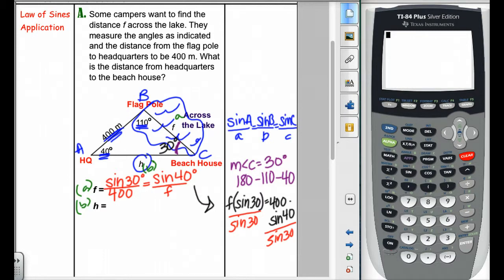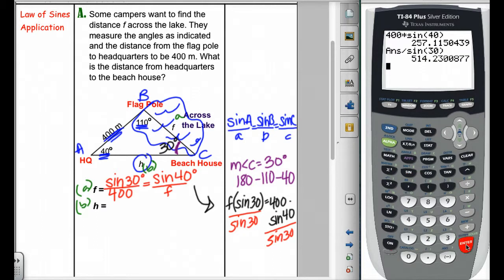So coming over to the calculator, I'm going to take 400 times the sine of 40 degrees, and that gives me about 257, and I'm going to divide that by the sine of 30 degrees, and that gives me that F is equal to 514.2 meters. Now to find H, I'm still going to use C because that's going to help me out with making this cleaner.